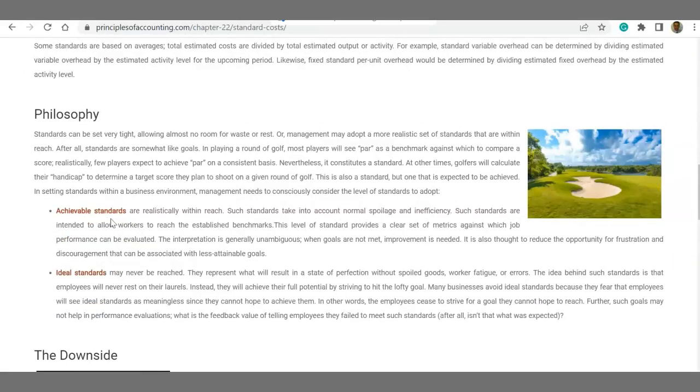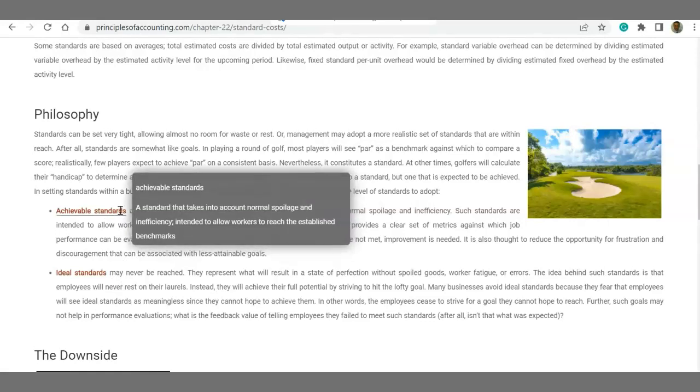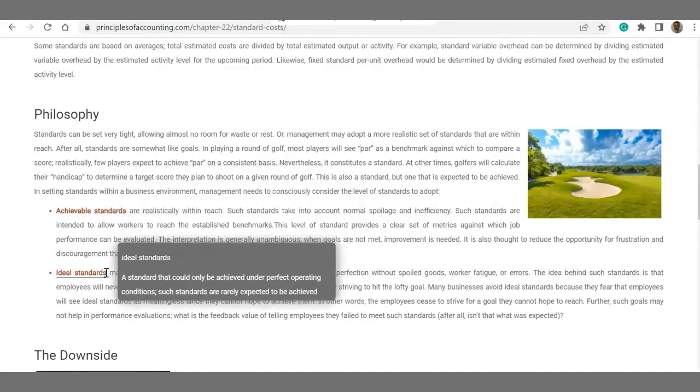This is talking about achievable standards and ideal standards. Those are good things to know. Achievable standards are standards that take into account normal spoilage and inefficiency, intended to allow workers to reach the established benchmark. An ideal standard is a little bit more picky: a standard that could only be achieved under perfect operating conditions. Such standards are rarely expected to be achieved because it's ideal, but very hard to reach.